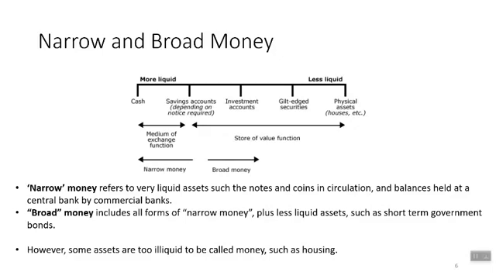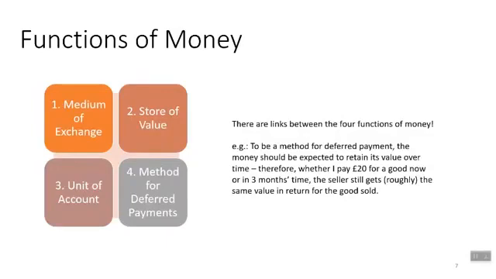So hopefully what you got out of this is that money isn't just notes and coins, but it also comprises other assets with varying liquidities. So now we know what money is. Let's look at what roles money plays in an economy. Money has four main functions: being a medium of exchange, a store of value, a unit of account, and a method for deferred payments.